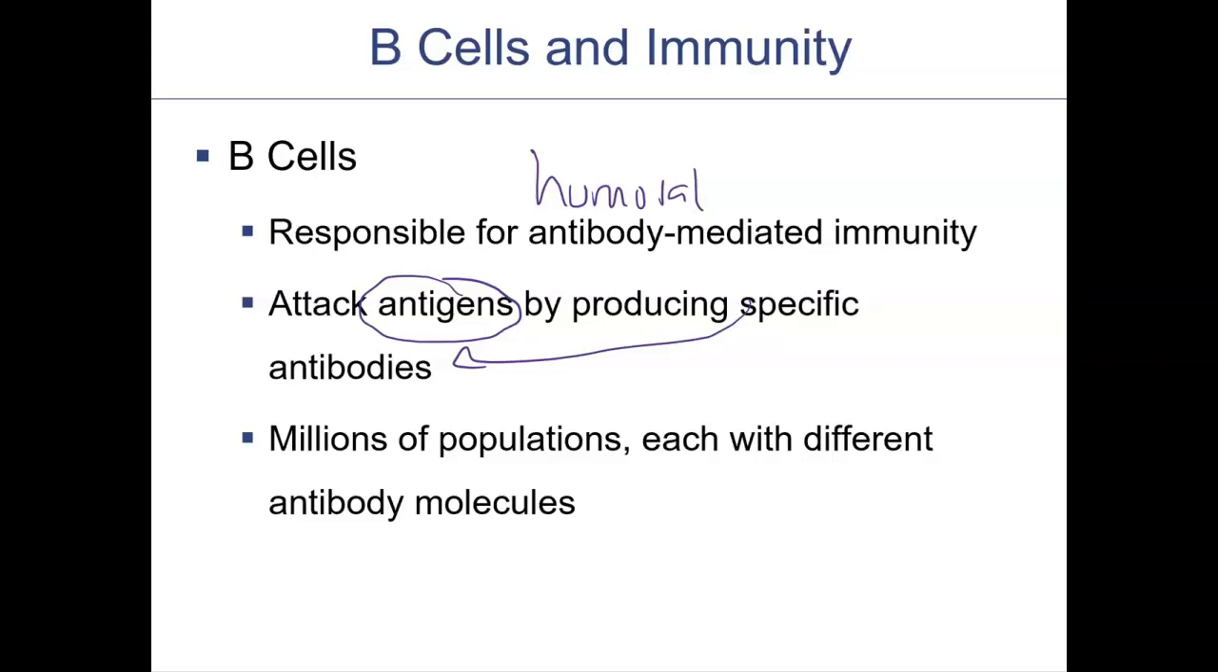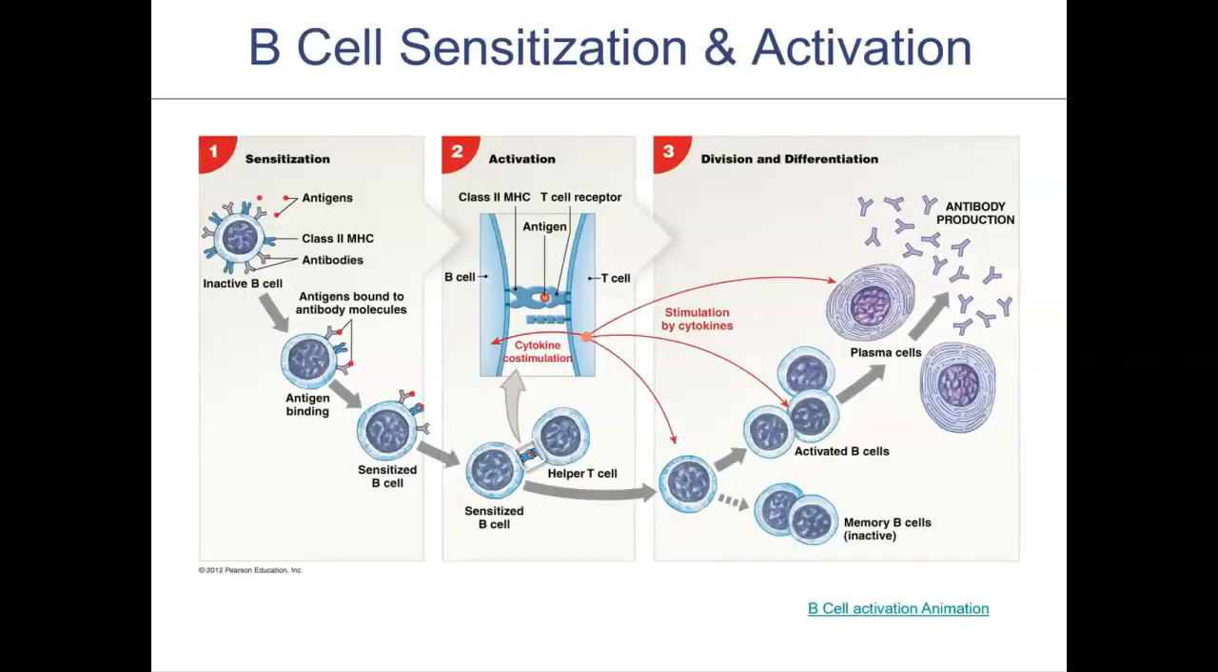Antibodies only attack one kind of antigen. And we have millions of populations of B cells, and they're capable of making millions of different antibodies. So as we said earlier, you're going to definitely be able to recognize and produce antibodies against any pathogen.